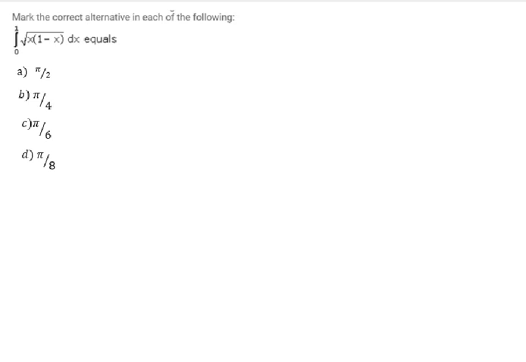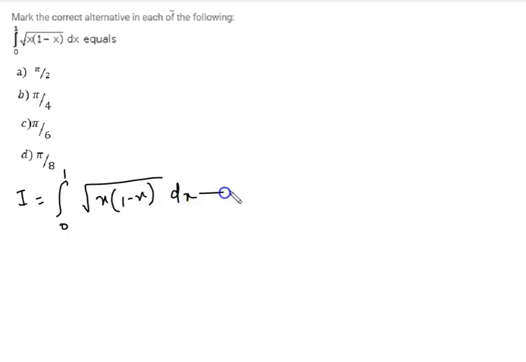So today I am going to discuss a very important question of integration, and we have to check which option is correct. So I is equal to the integral with limits 0 to 1 of the function under the root, x into 1 minus x, dx. You can suppose this is the first equation.